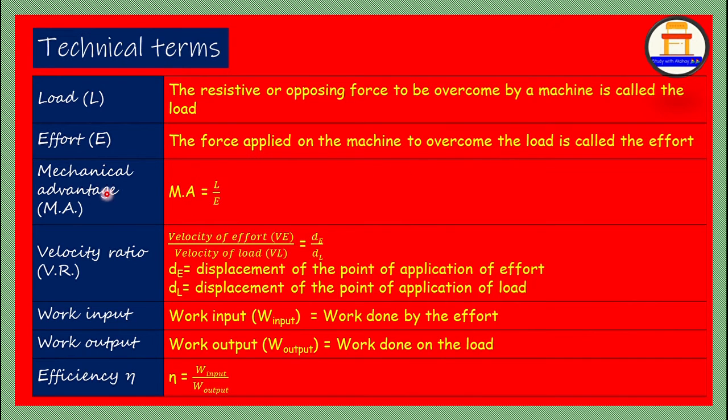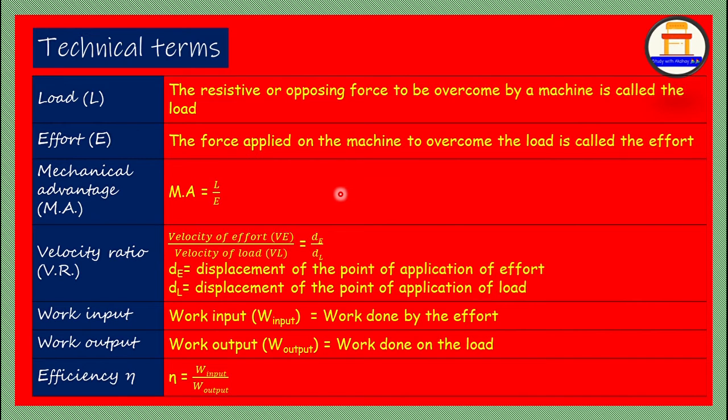What is mechanical advantage? It is indicated by MA. It is nothing but L by E, which I have written. What is L by E? It is the ratio of load to the effort, which is called the mechanical advantage. I have just given the expression so that by just seeing the expression you can derive the definition.